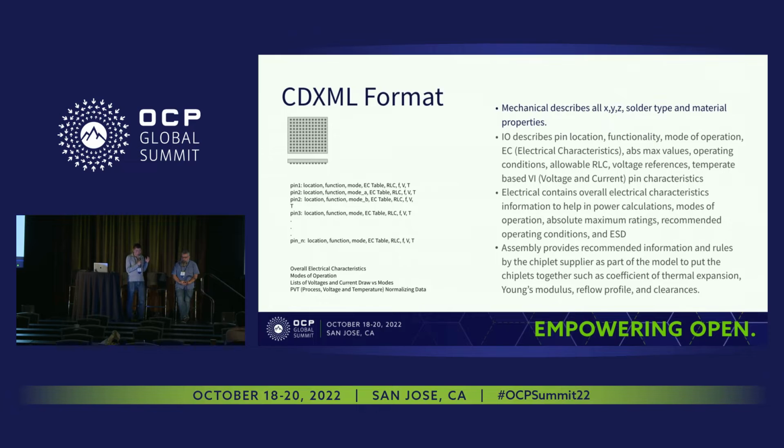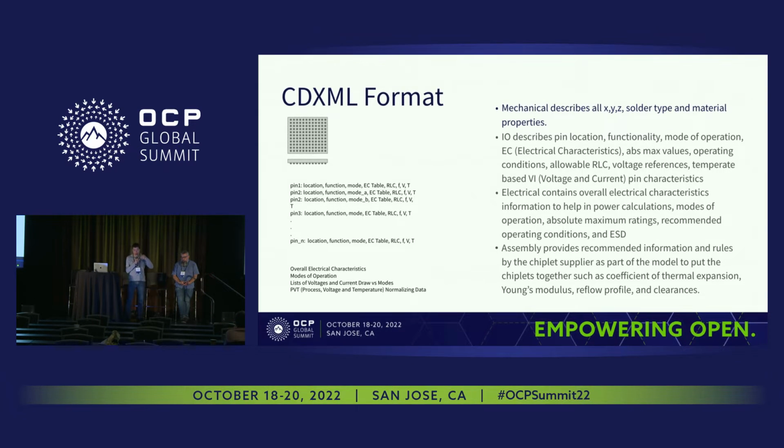All right, so today at a high level, the CDXML format has four main sections: the mechanical section, which describes the XYZ dimensions, soldering time, and material properties. We also have the I/O information that describes all the pin locations, functionalities, mode operations, the EC, and absolute max values, all at the pin level. We also have electrical information that describes overall electrical information.